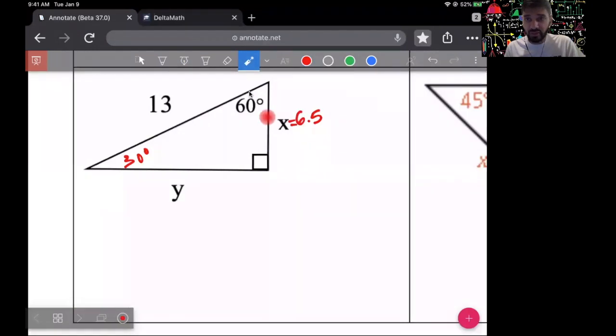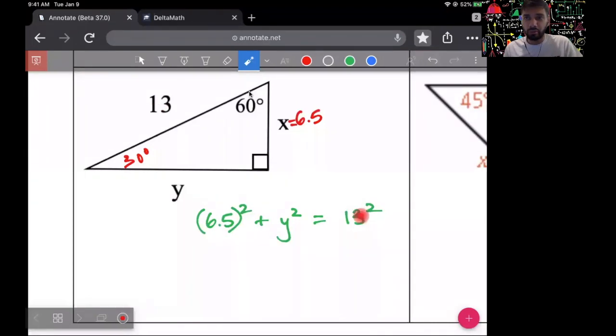Okay, so the shortest side is always half of the hypotenuse for a 30, 60, 90. So in the future, once you get a little bit better at these, you don't have to keep on drawing the triangle. You can just say, this short leg is half of the hypotenuse. And then all we need to do is now just Pythagorean theorem to figure out the last leg. So 6.5 squared plus y squared is equal to 13 squared. A squared plus b squared equals c squared, same thing here.